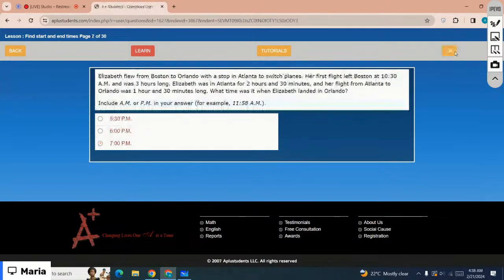Elizabeth flew from Boston to Orlando with a stop at Atlanta to switch planes. Her first flight left Boston at 10:30 a.m. and was 3 hours long. Elizabeth was at Atlanta for 2 hours and 30 minutes and her flight from Atlanta to Orlando was 1 hour and 30 minutes long. What time was it when Elizabeth landed in Orlando? Which is the correct option?